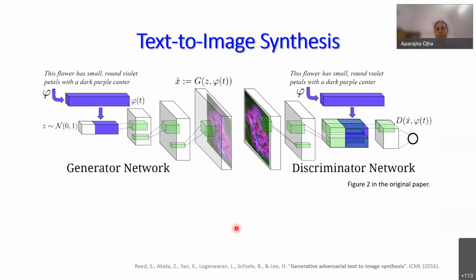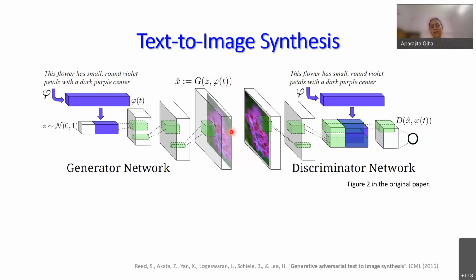So let us see, I seek your attention, please, on how text to image synthesis is done. I hope there are no questions. What we do is take a noise vector from a Gaussian noise function. This is a multidimensional noise vector, definitely. And with this noise, I'm giving this input, my dear friends: this flower has a small round violet petal with dark purple center. Suppose I am giving this. This will be sent to the generator network, that is, the noise together with this information. Then the generator will be producing some X hat, which is based on the input noise vector and this phrase, that is, I expect the output to be of this type.